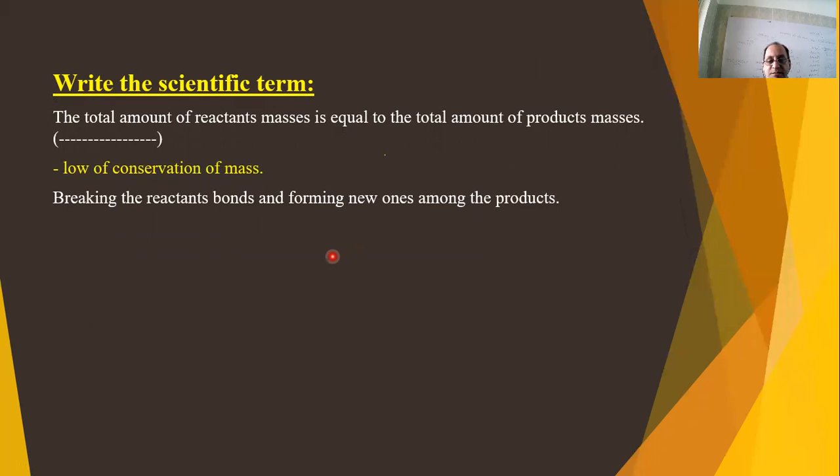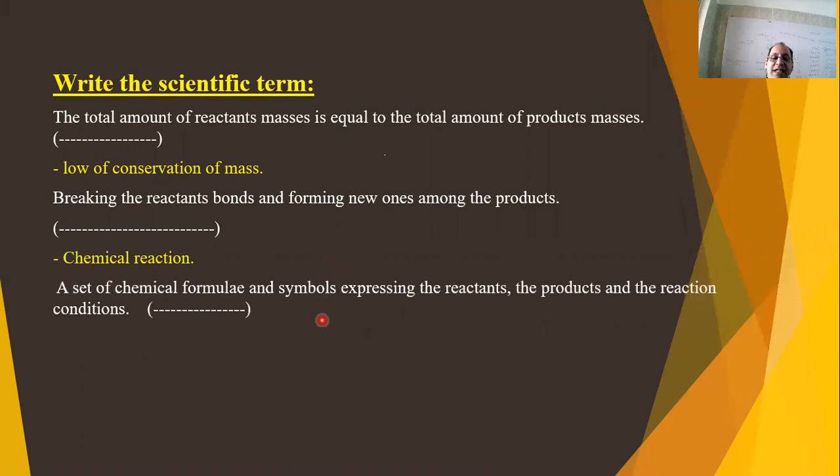Breaking the reactant bonds and forming new bonds among the product, the chemical reaction assessed. Set of chemical formulae and symbols expressing the reactant and product, with reaction conditions, all this in chemical equations.